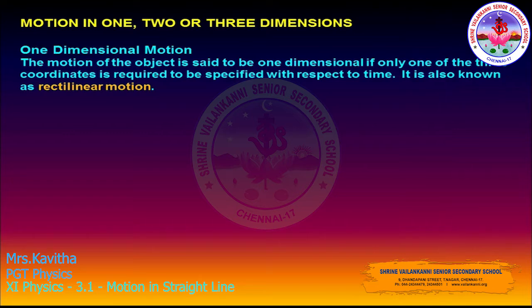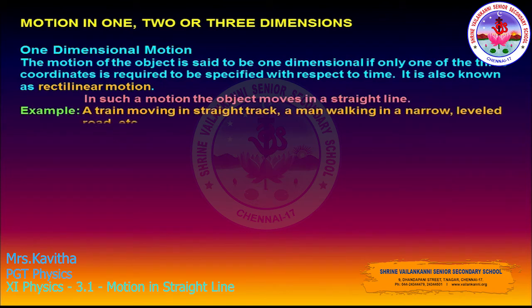We can also call it rectilinear motion. In such motion, an object moves in a straight line. Examples are a train moving on a straight track, or a man walking on a narrow, leveled road.